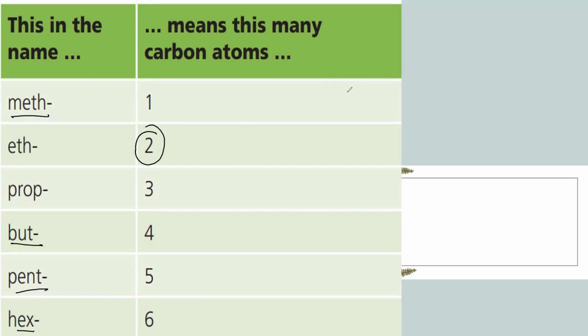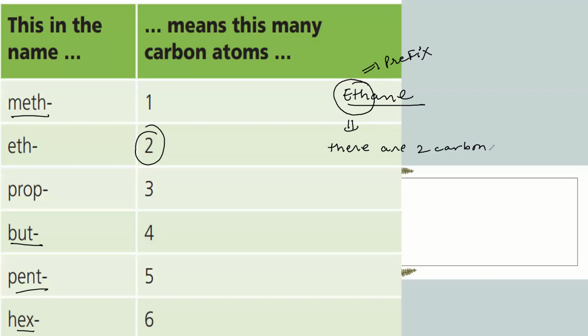So for example, if the name is ethane, so what information you get? Basically, I get two type of information from the name. First of all, eth, which is my prefix. What information I get? There are two carbons. And second thing is ane. Suffix is ane. What information it gives me? It tells me that the family is alkane. Correct?